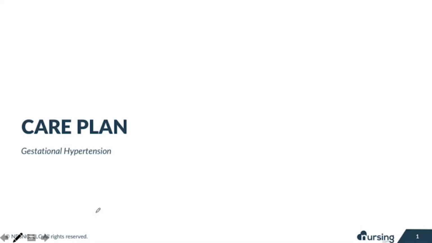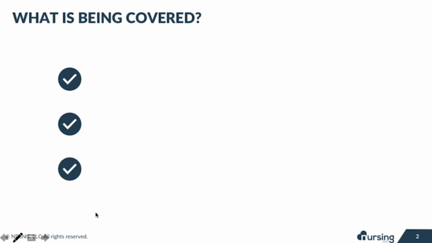Hey guys, today we're going to go over gestational hypertension and how to put this on a care plan. So first, let's go through what we are going to cover in this lesson. Obviously, we're going to be covering gestational hypertension, but I also want to make sure you understand the difference between that and preeclampsia and eclampsia, because they can all run together, and some of our assessment data that we'll see will overlap. So we'll go through that.